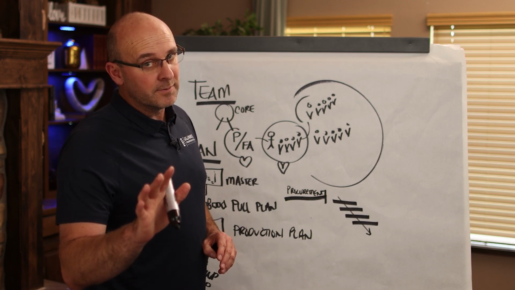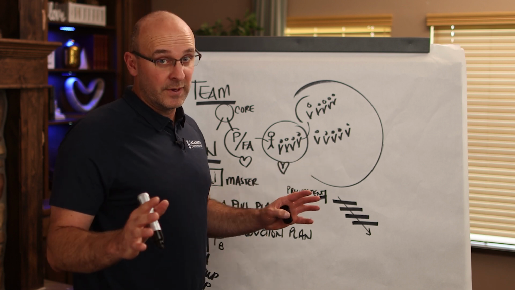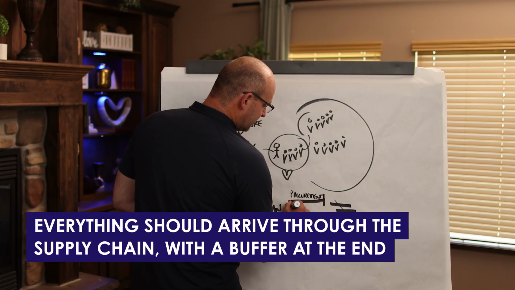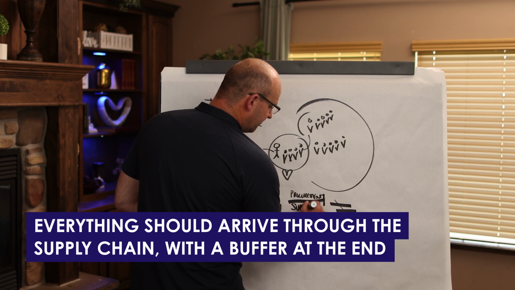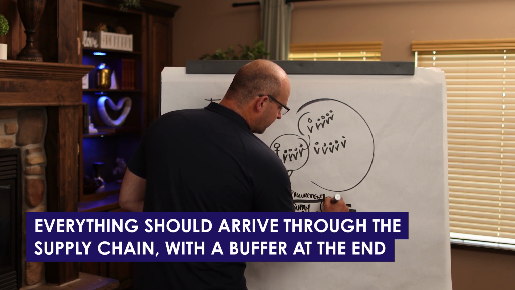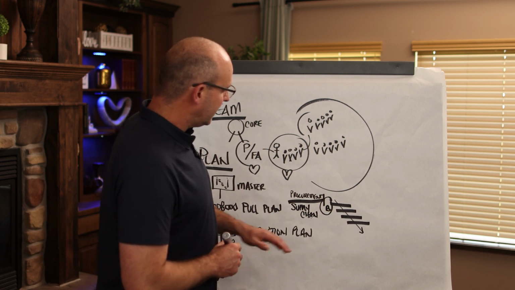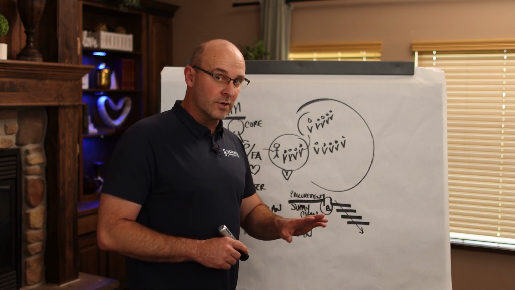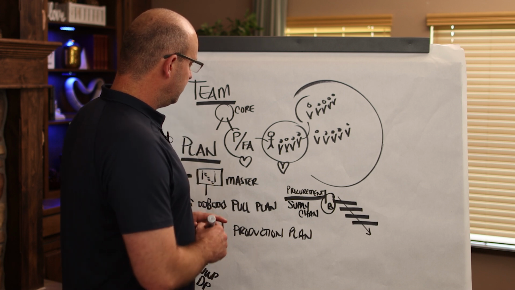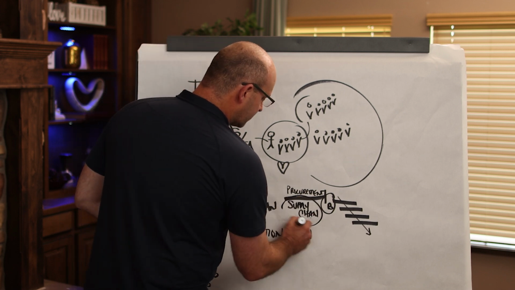Now, I don't consider people resources, but we do have to pay for that. So everything needs to come to the project site in a supply chain, okay? And at the end of that supply chain, we need a buffer. That way we don't have workers waiting on work or workers waiting on materials. So in addition to the team and the plan, we also have our supply chain.